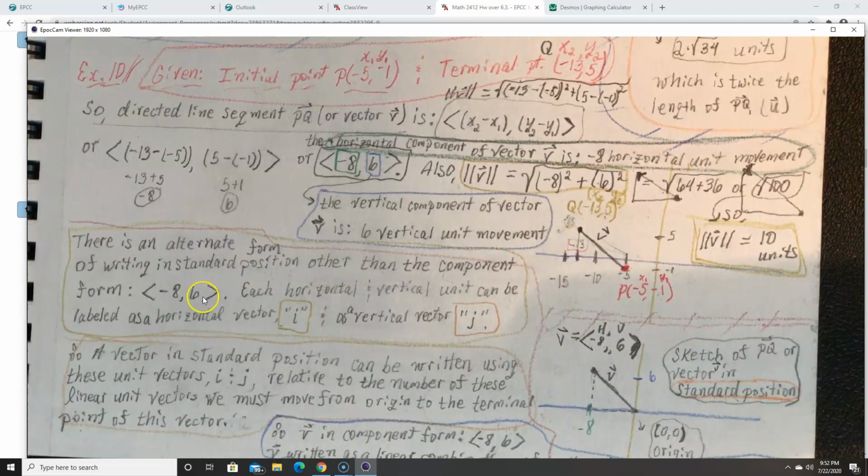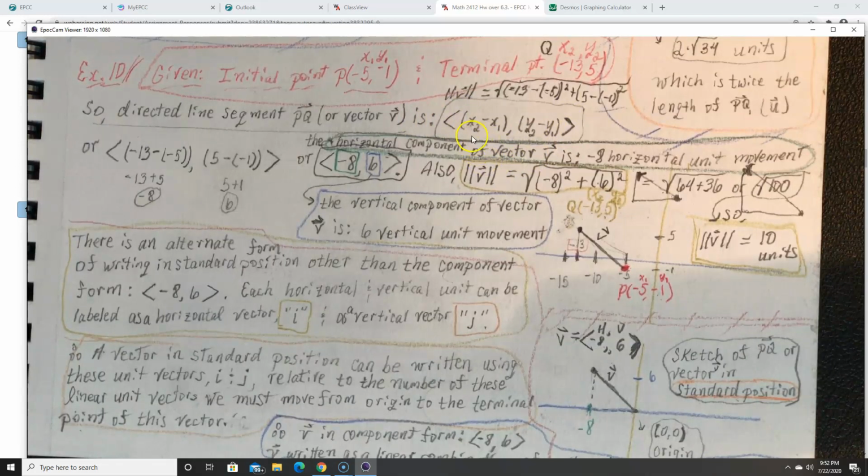So now up here, I said I wanted to wait on this, but now we're ready. So now this will make more sense, I hope. So the directed line segment PQ or vector V is in component form.